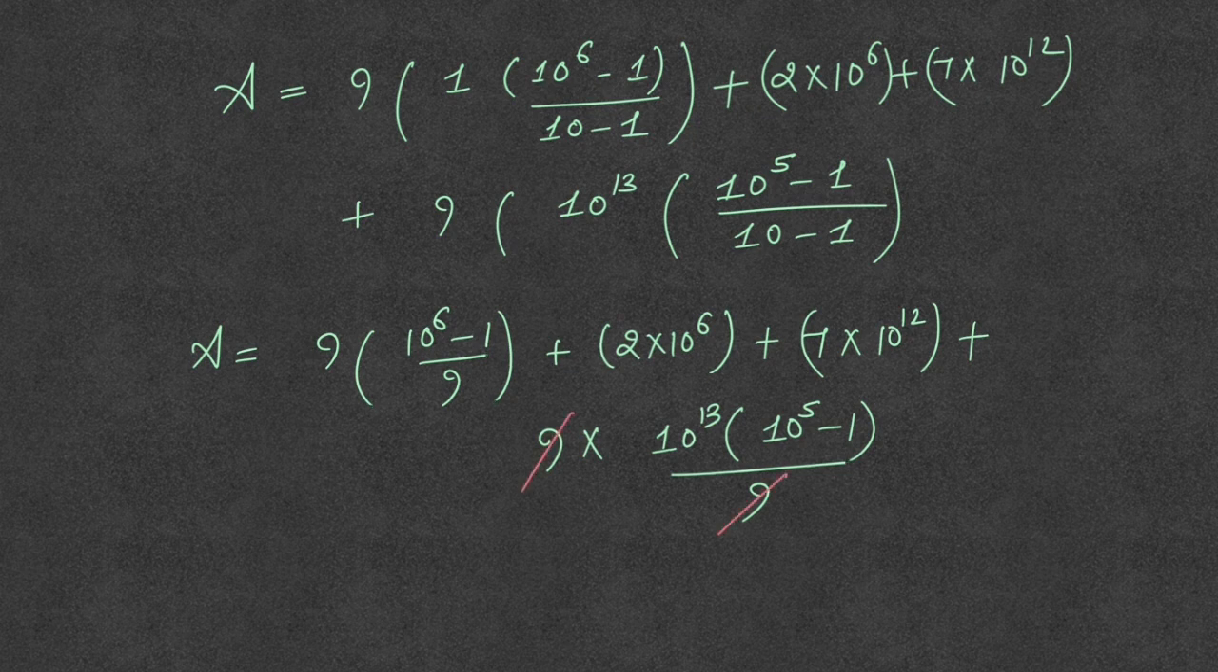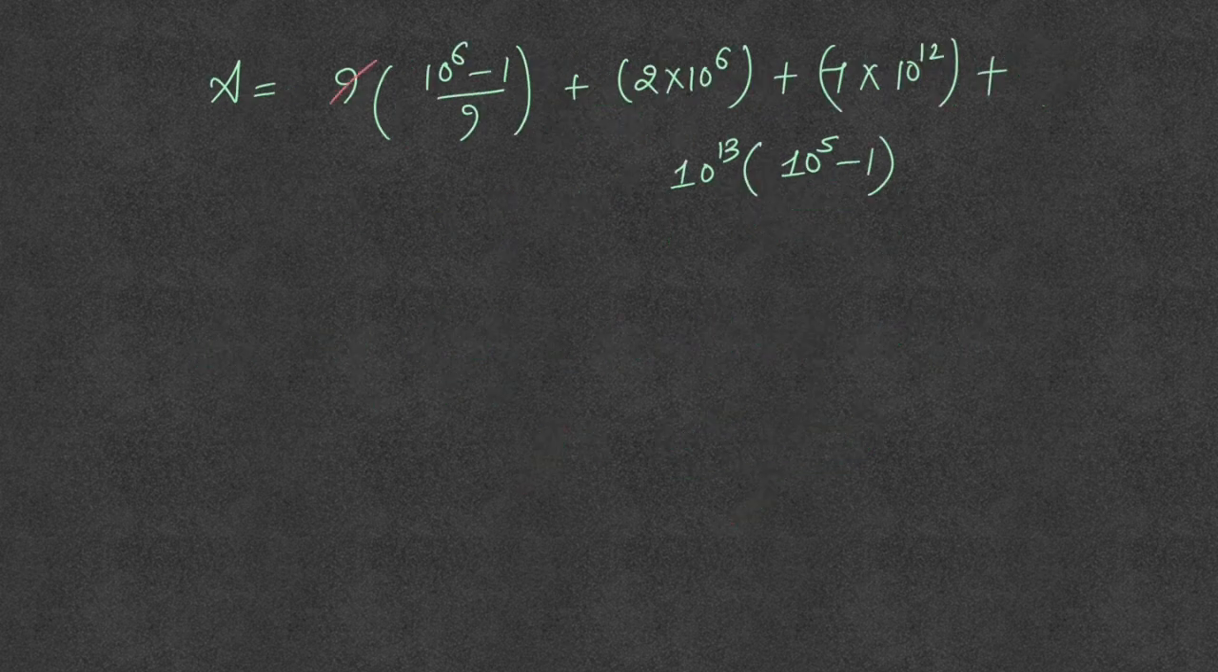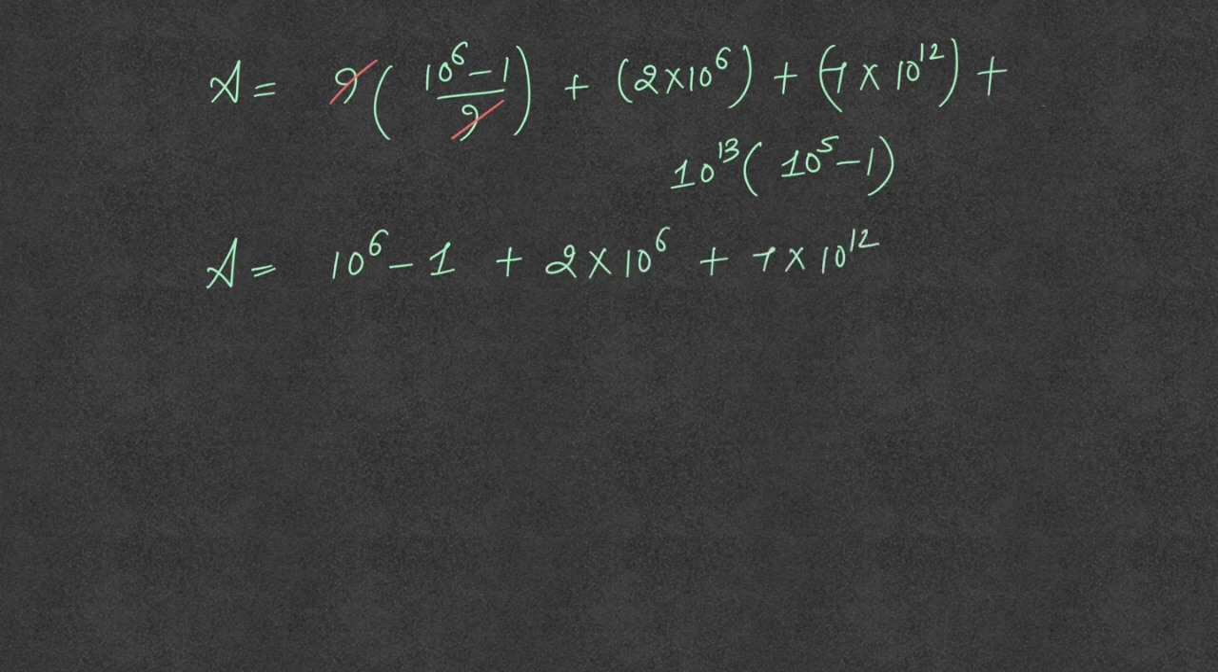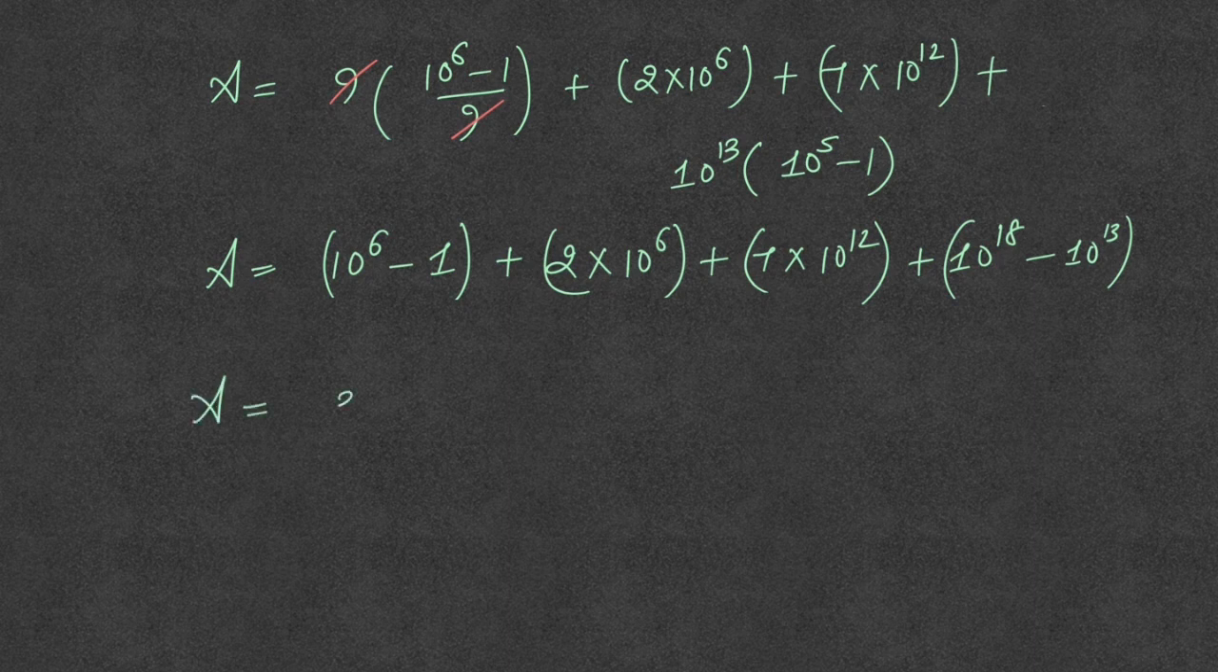Here 9 and 9 get cancelled. 9 and 9 cancel here also. So a becomes 10 to the power 6 minus 1 plus 2 into 10 to the power 6 plus 7 into 10 to the power 12 plus 10 to the power 18 minus 10 to the power 13, 3 into 10 to the power 6 minus 1.